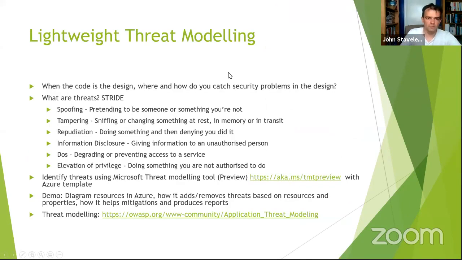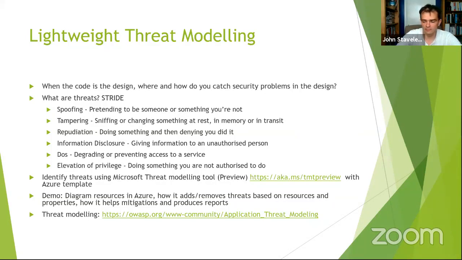When the code is the design, where and how do you catch security problems in the design? We're all agile now. We don't do big upfront design. If you work with some of the big organizations like Facebook, they will do something called lightweight threat modeling. The threats can be categorized using this STRIDE acronym: spoofing, pretending to be something you're not; tampering, that's changing something at rest, in memory or in transit.